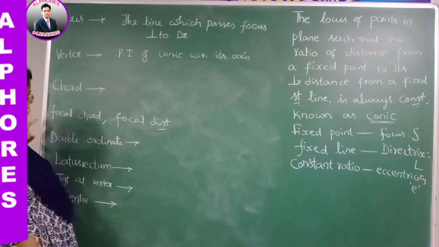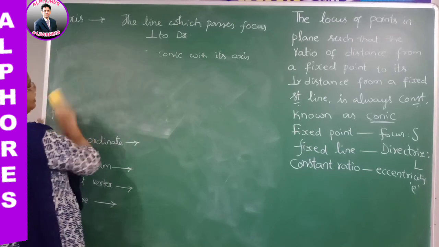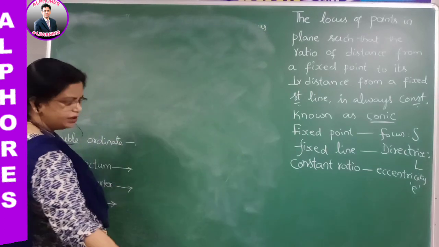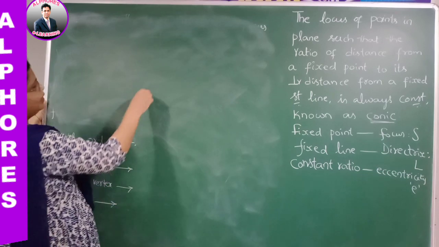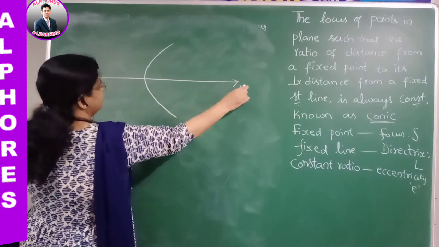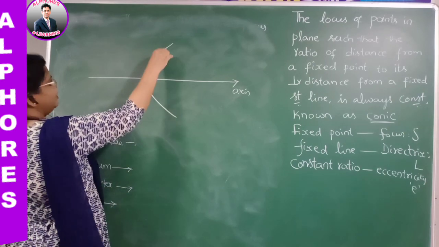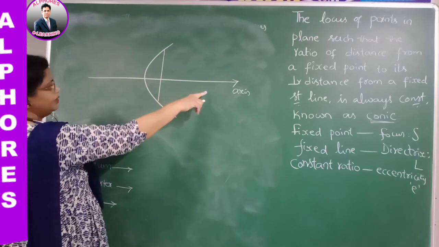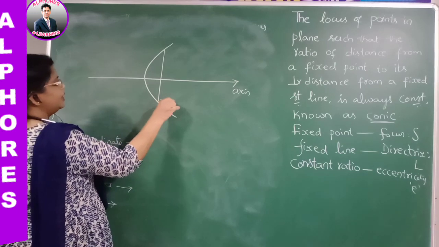Next is the double ordinate. Very important, students. This is one of the important concepts here. So what is a double ordinate? A double ordinate is a chord, but this chord is of a particular nature. It is perpendicular to the axis of the conic. If this is the axis of the conic, and this is a chord perpendicular to the axis, then this is known as a double ordinate.